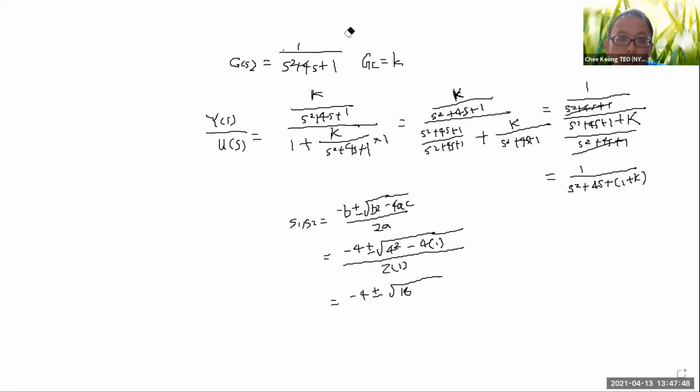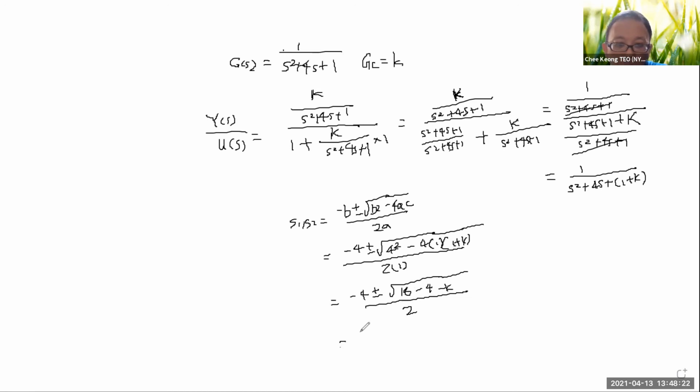It's not 2, but rather 1 plus k, right? 4ac, right? So it's 1 plus k. So you have 16 minus 4 times 1, which is 4, minus 4 times k, which is minus k, okay, over 2. Right? So 16 minus 4, you get 12, right?